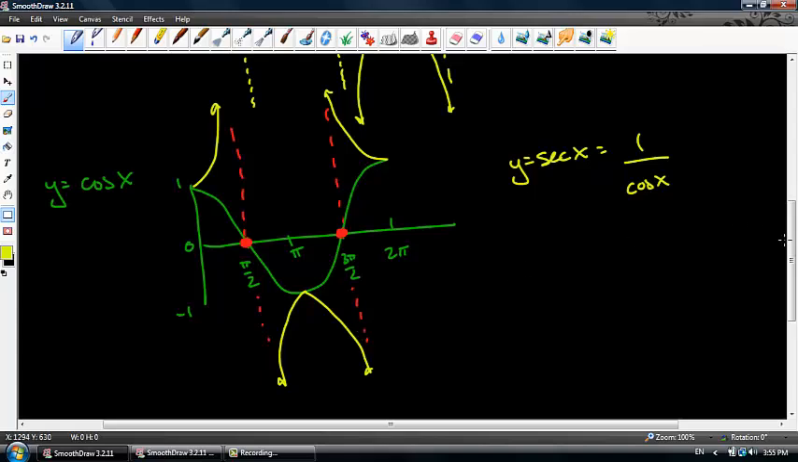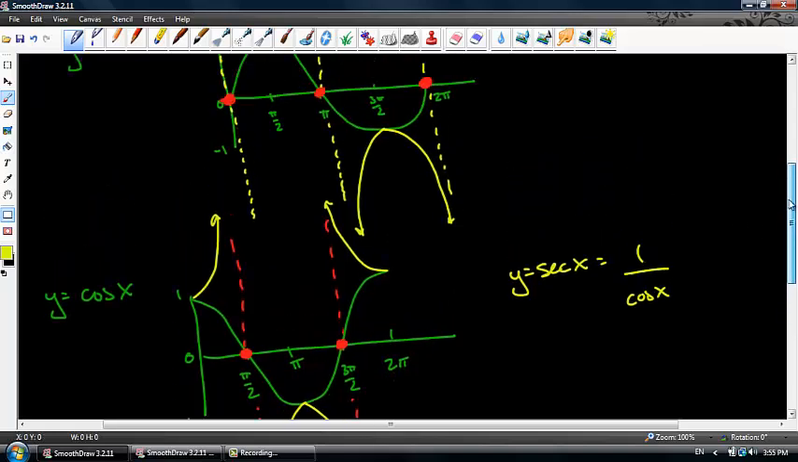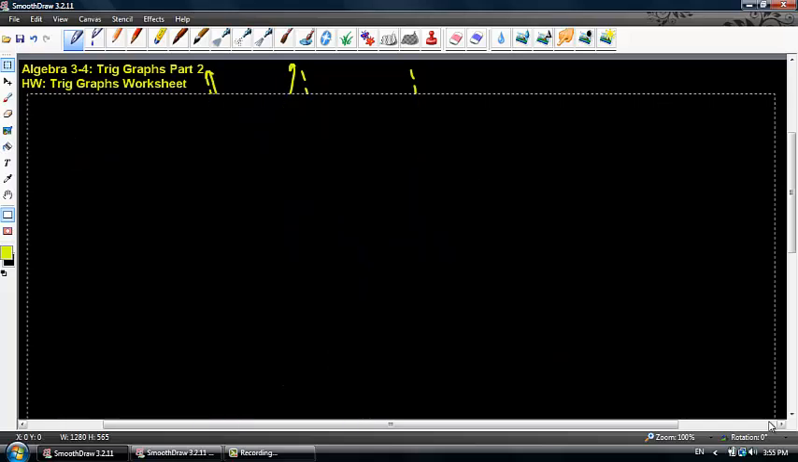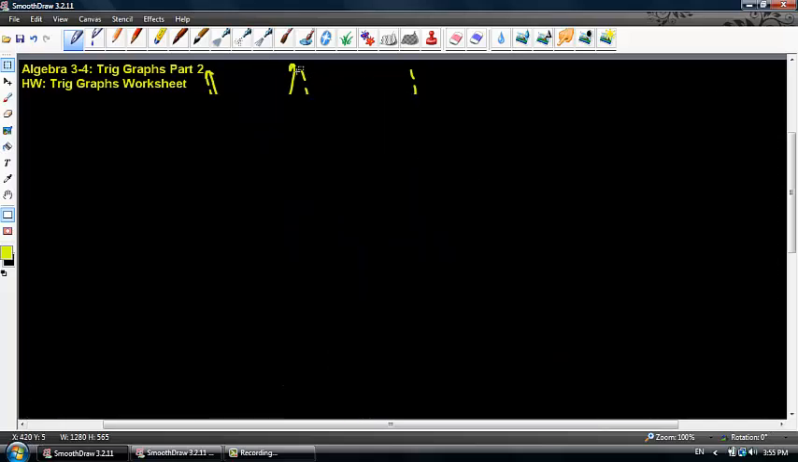Now typically I try to get people to graph cosine and sine first before they graph their reciprocals. It just helps visualize it a little better. Let's take a look at cotangent, because cotangent is a little bit different. It does follow the same principles, except the asymptotes are going to shift position a little bit.